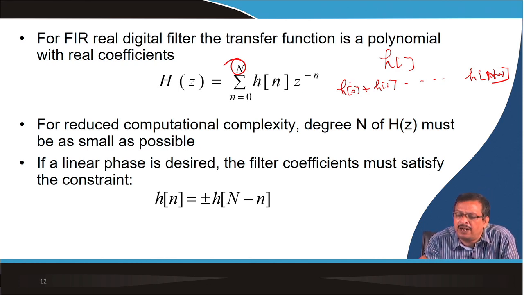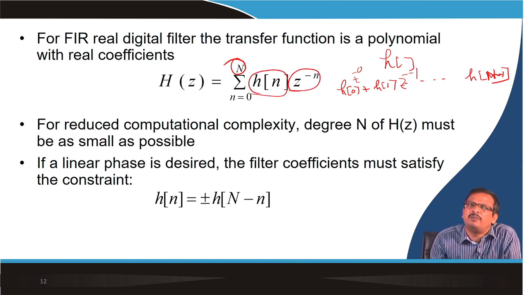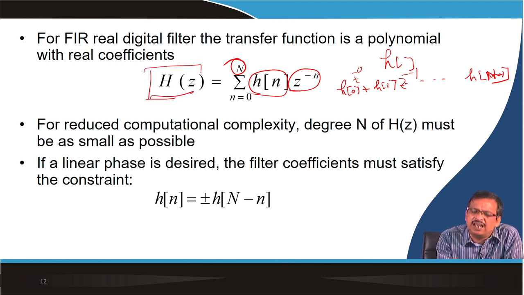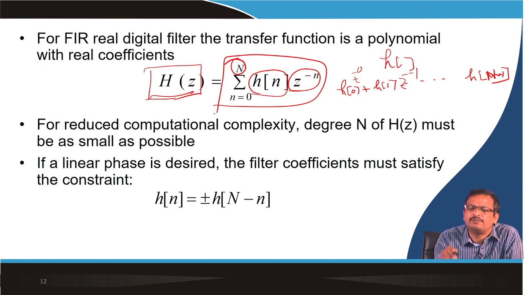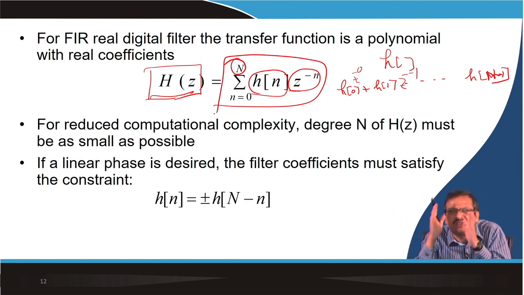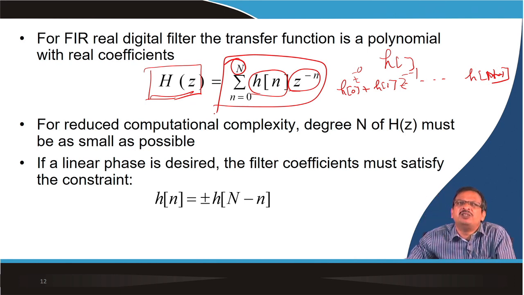So h0 will multiply z^0, h1 will multiply z^-1, so I can say the sum of h(n) z^-n, that is my H(z). Here it is not a rational function. I have not taken the infinite impulse response; I have truncated it. I have taken a certain number n, and this n is called the degree or order of the filter.